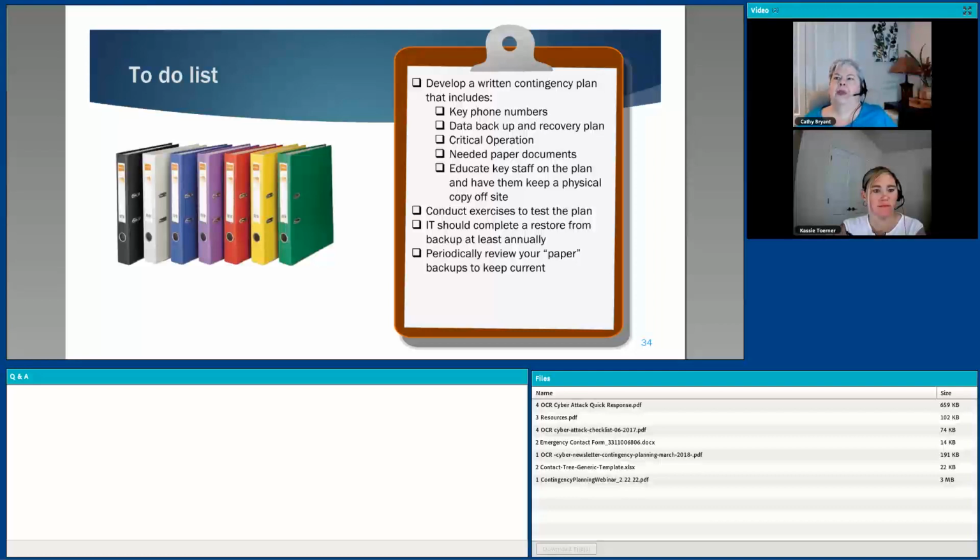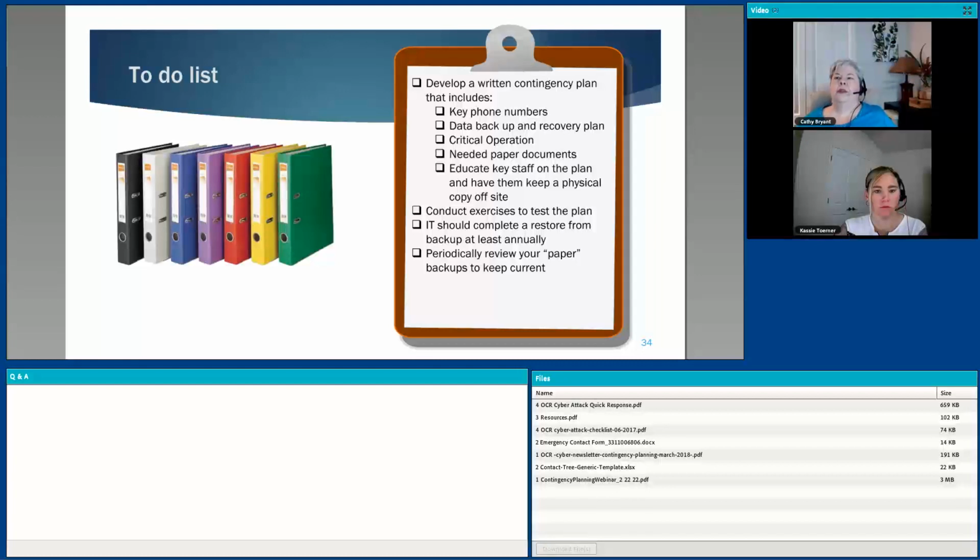You need to develop that written contingency plan. It needs to include the key phone numbers and the backup and recovery plan. You need to identify what are your critical operational pieces, or applications, or pieces of software. Cassie mentioned this briefly. It's part of the HIPAA requirements. But if your systems went down, what do you need first? Do you need your practice management system back up first? Do you need your EHR system if it's separate from your practice management? If payroll is due in 3 days, do you need your payroll system back up?